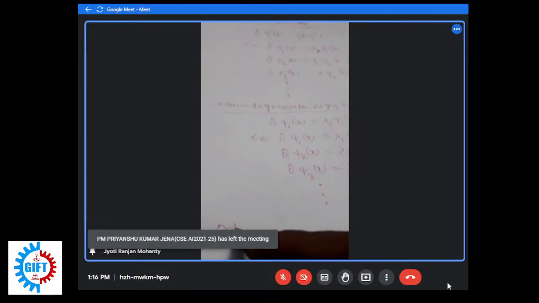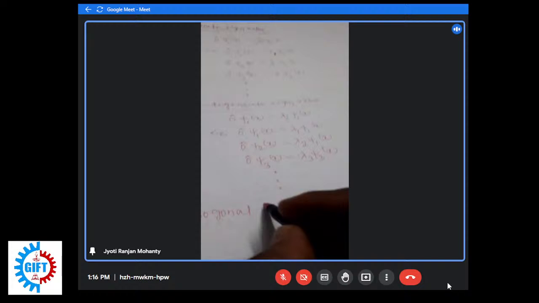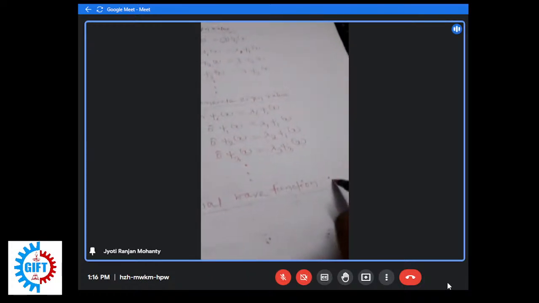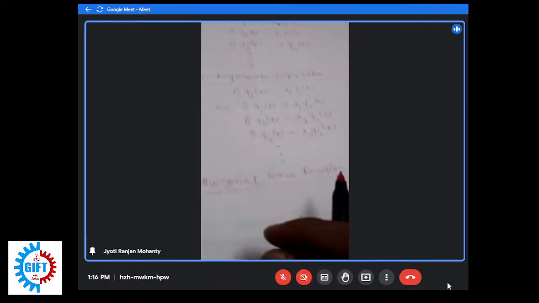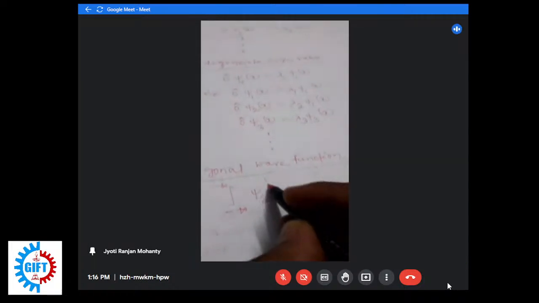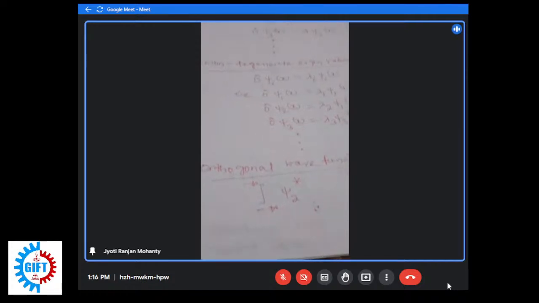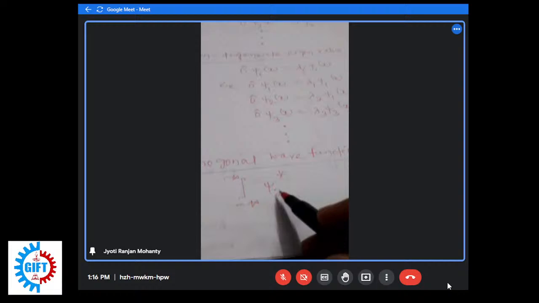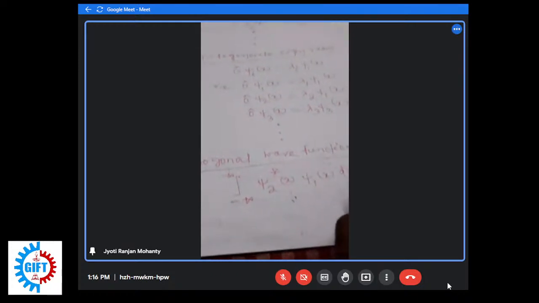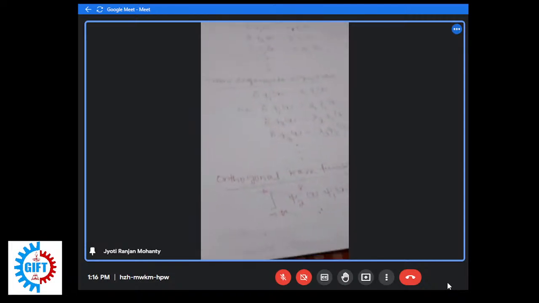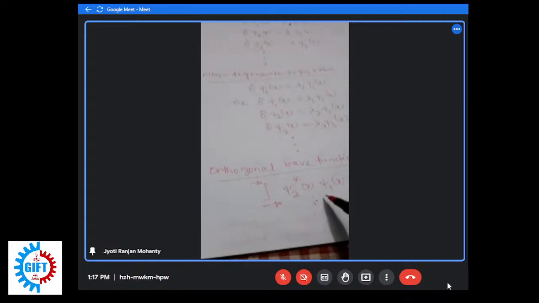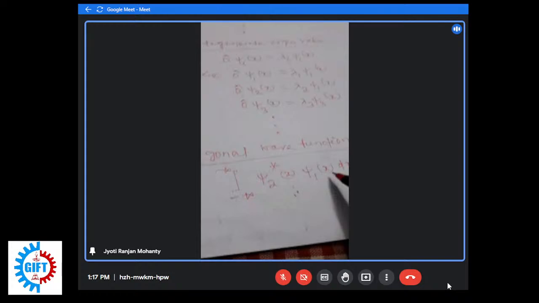Next write orthogonal wave function. Two wave functions psi 1 and psi 2 are said to be orthogonal if the integral of psi 2 star x into psi 1 x dx is equal to 0.